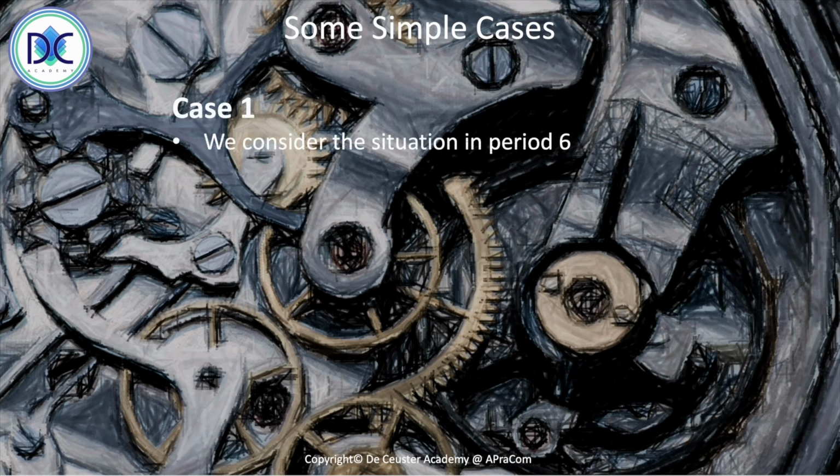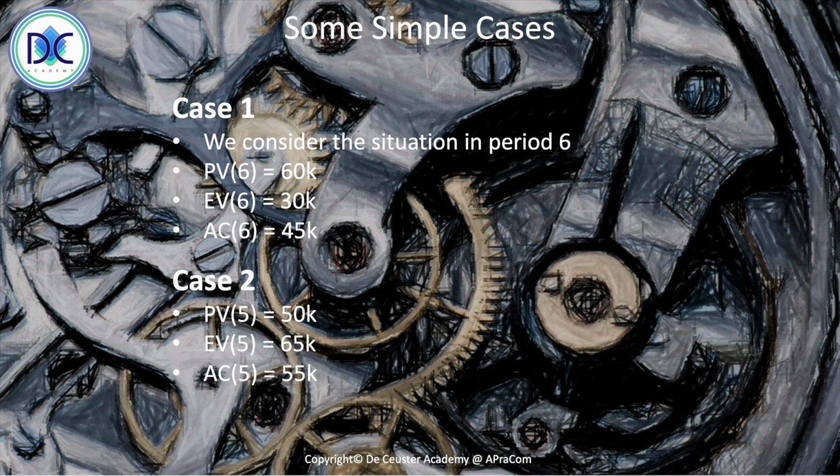Case one, we have a situation in period 6, where the planned value in this period is equal to 60K, the earned value is equal to 30K, and the actual cost is 45K. When you look at this, you can already get some conclusions about the schedule and cost position of this project. We have a second case where we have a planned value in period 5, which is 50K, earned value in period 5, which is 65K, and an actual cost, which is 55K.